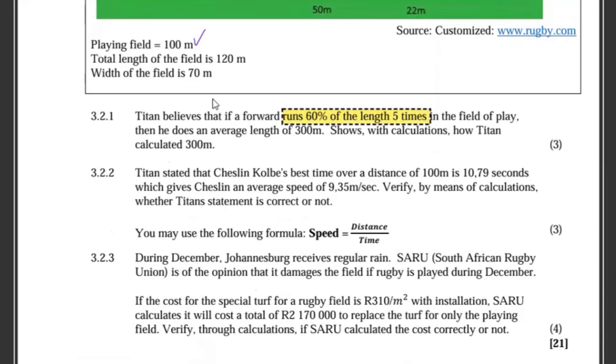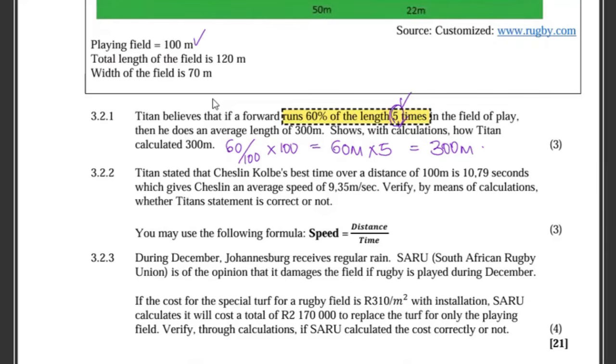The field of play is 100 meters long. So we shall look for 60% of 100, which gives you what? 60 meters. Then if there are 60 meters, how many times? 5 times. So calculate with 5. The answer becomes what? 300 what? Meters. They didn't say verify, they said show with calculations.